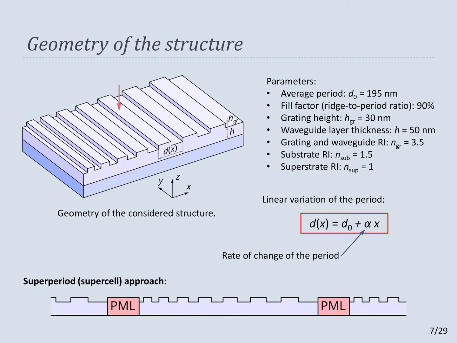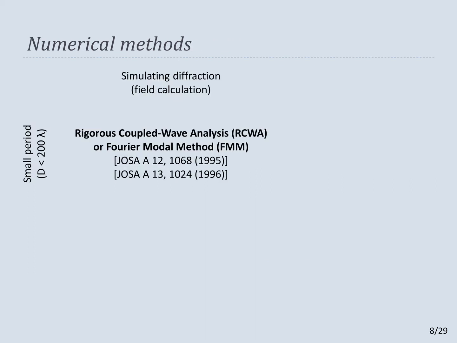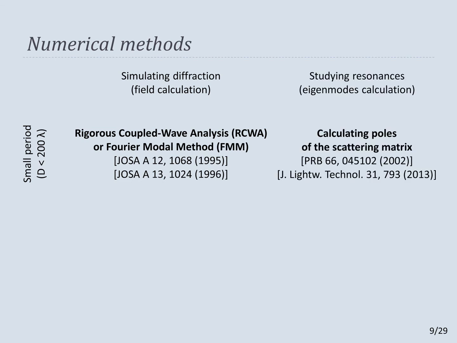Since the period of the supercell can be quite large, it's worth discussing what numerical methods we can use to simulate the diffraction of light on such structures. If the period does not exceed a couple of hundreds of wavelengths, the first method to consider is the rigorous coupled wave analysis, RCWA, which is the same as the Fourier model method, FMM. These methods allow calculating field distribution inside the structure when a plane wave is incident upon it. If we study resonant structures, we might want to calculate the eigenmodes of the structure, the field distribution of the eigenmode and the complex frequencies. This can be done by calculating the poles of the scattering matrix.